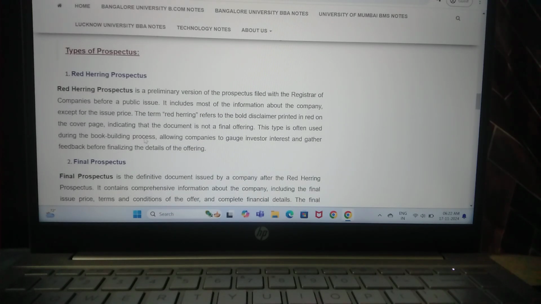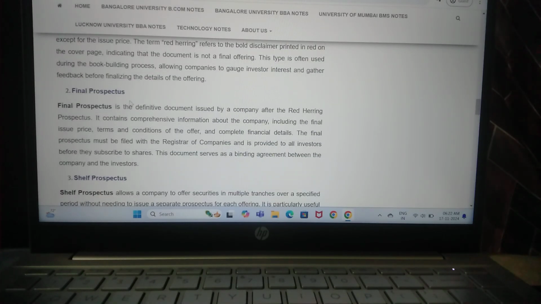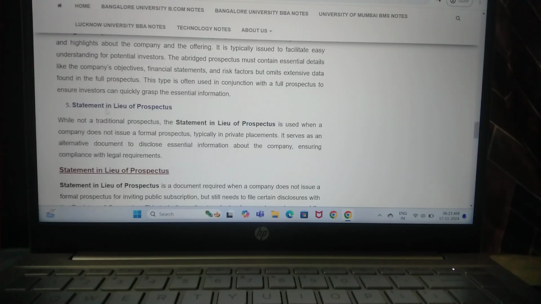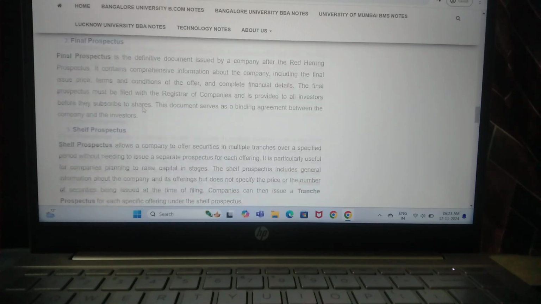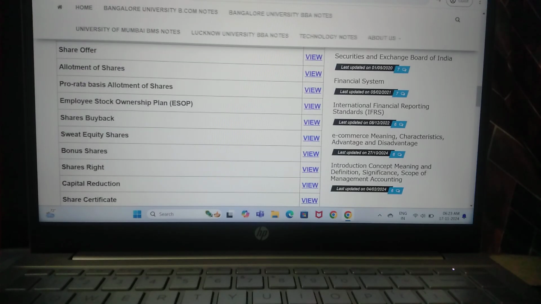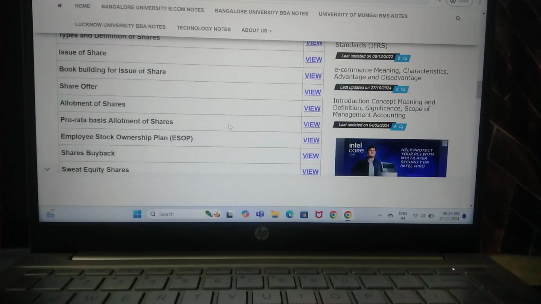And types are also very important. Sometimes they may ask you for section B also. Red herring prospectus, what is it? 2 marks also you will be getting. What is red herring prospectus? What is final prospectus? What is shelf prospectus? And what is abridged prospectus? Statement in lieu of the prospectus. Out of this, one question for 2 marks they may ask you. So prospectus, again it is important.